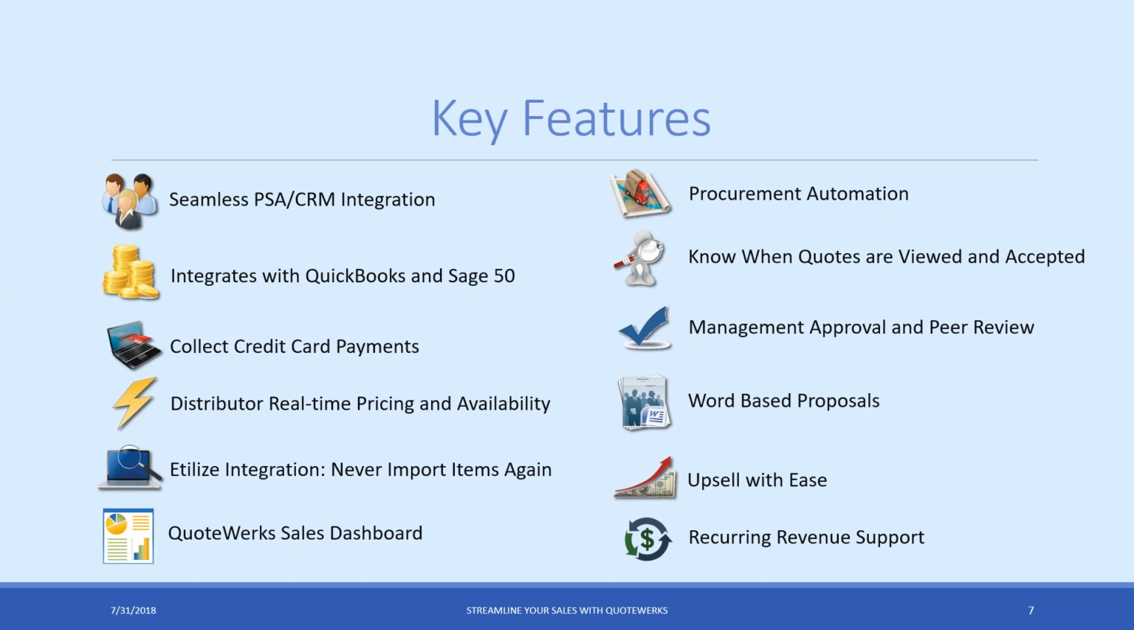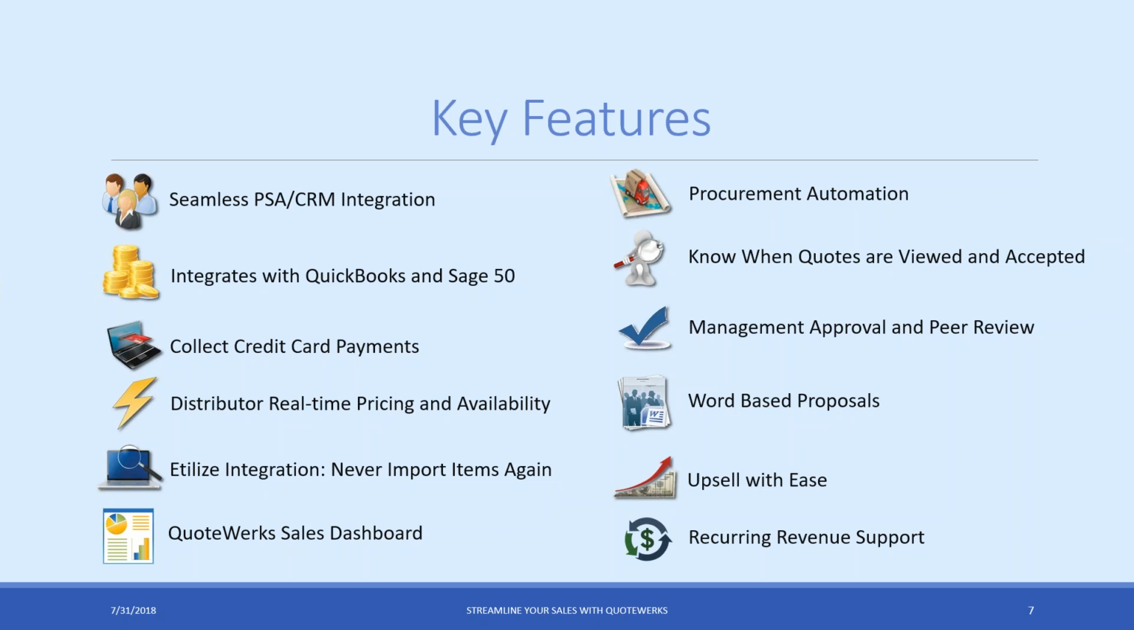Some of the key features, obviously the big one for a lot of people, is going to be the seamless PSA and CRM integrations, how this information is going to go over from QuoteWerks to your CRM or your PSA. So if you're using Autotask or ConnectWise or Salesforce or really any of the other 12 CRMs that we support, it's going to be important for that information to be carried over into those systems without you having to manually type that information in. The distributor real-time pricing availability with Ediclize, so you're not having to import price files from the distributors and you're getting your pricing and availability information.